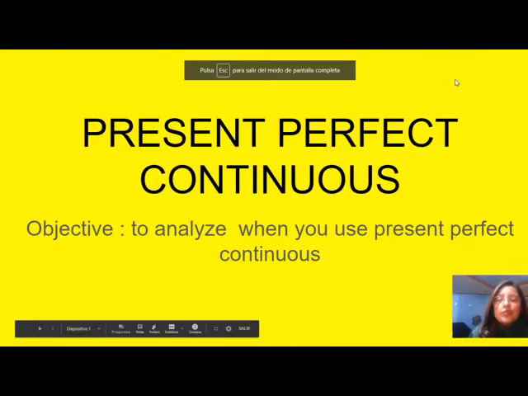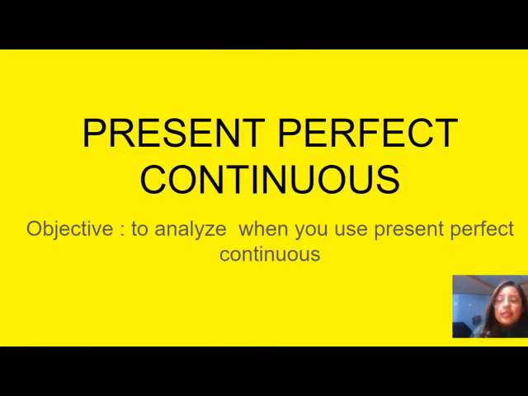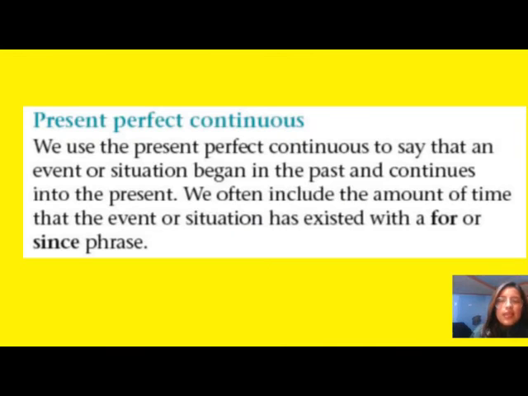For today our topic is present perfect continuous or progressive, and our objective is to analyze when you use present perfect continuous. Okay, let's start. We use the present perfect continuous to say that an event or situation began in the past and continues into the present. We often include the amount of time that the event or situation has existed with a for or since phrase. Okay, vamos a utilizar estas frasecitas for or since.